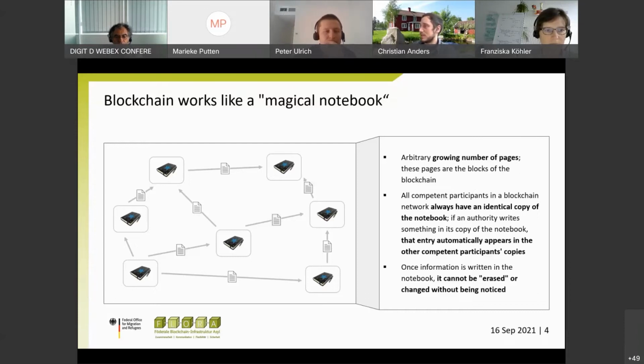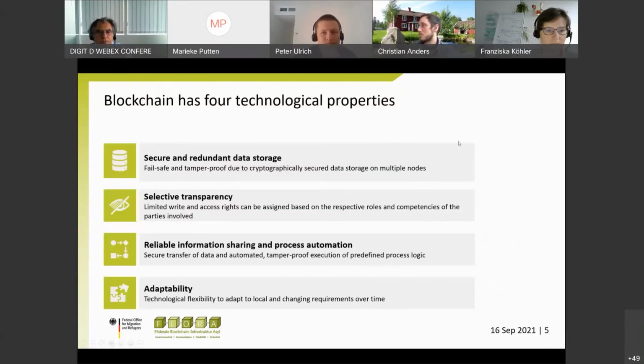We would go to the next slide, please. So the blockchain has 4 technological properties. The foundation is secure and redundant data storage. Redundant because there are multiple copies of the notebook. Secure since it's cryptographically secured. There's lots of mathematics and cryptography behind it, so it's fail-safe and tamper-proof, since there are multiple copies of the notebook, and so you have multiple instances which hold the information.